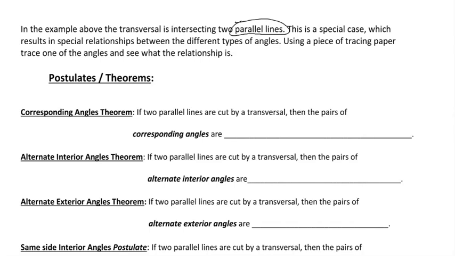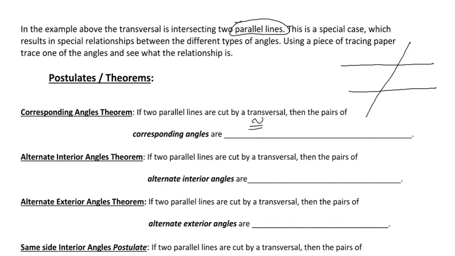Using a piece of tracing paper, trace one angle and see what the relationship is. Okay. Well, we can't do tracing paper, but let me go ahead and do this. If we had this transversal, let's take a look at the corresponding angles. How are they related? Look at this angle right here, and this angle right here. How do they look like they're related? Do they look like they're complementary, supplementary, congruent? They are congruent. So corresponding angles will be congruent. That is one of our theorems. Okay, postulates, one of the two.